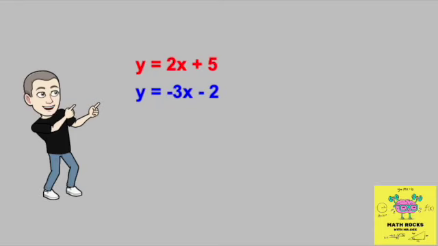This video is dedicated to solving systems. So you may be asking yourself, well, what is a system? Well, in this case, it's going to be two different equations, y equals 2x plus 5 and y equals negative 3x minus 2. These are both lines, and what you're trying to do is find the intersection of those two lines. You can do it really one of two ways.